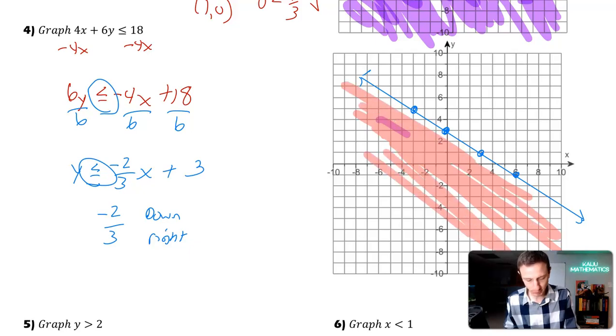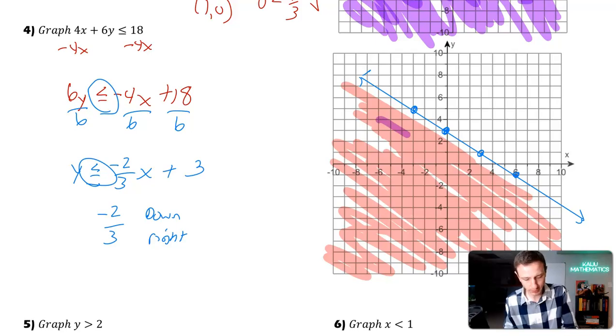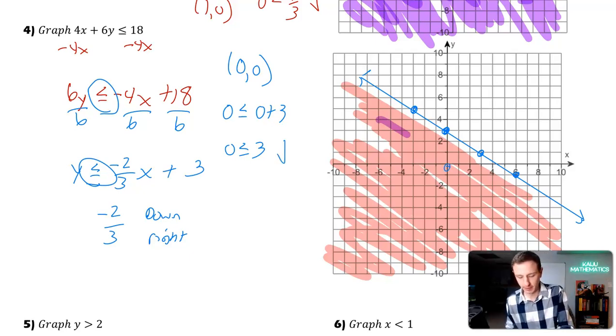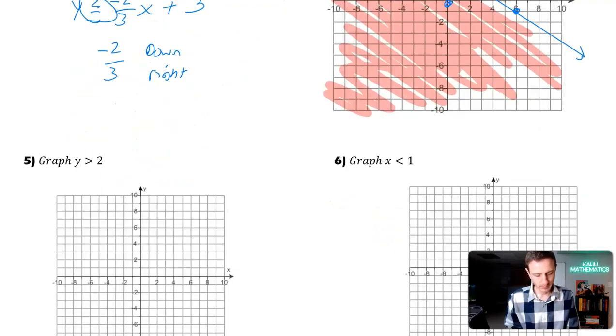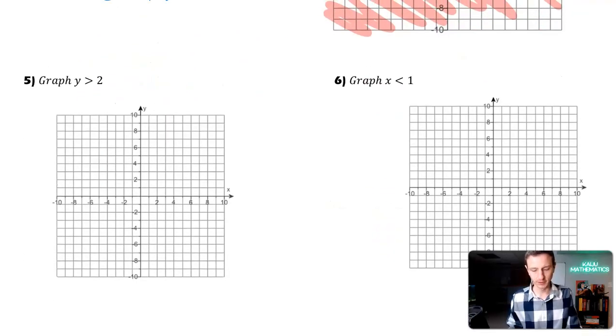And if you grab a test point, you can grab 0, 0, perfectly fine test point. Let's just do that real fast. If I grab the test point of 0, 0, that's going to be 0 less than or equal to negative 2/3 times 0, which is 0, so 0 less than or equal to 3. 0 is less than or equal to 3, so that's true. That's why I am highlighting the side with 0, 0. The last two for this video, and then I'll make a part 2 with the actual systems.